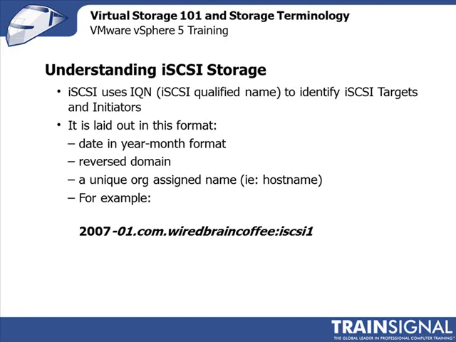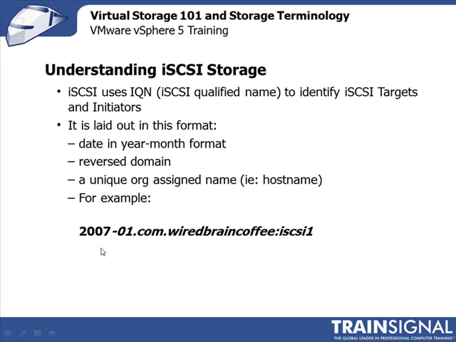The IQN is laid out in the following format. You have the date in year-month format. You have the reverse domain. You have a unique organizationally assigned name, for example, the host name. So, to break down what an IQN is made up of, you can start with the following.